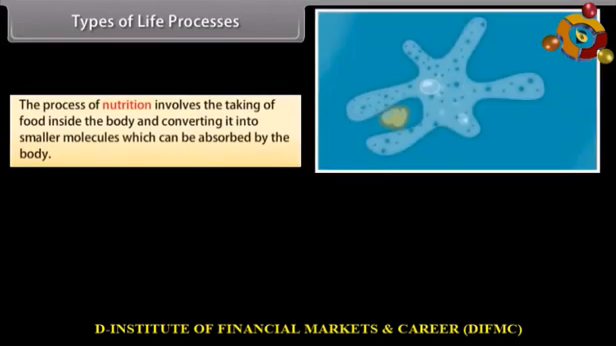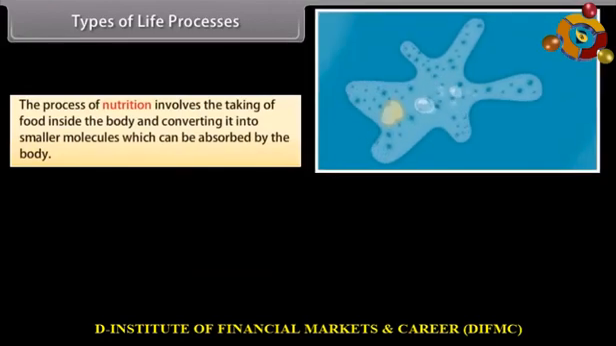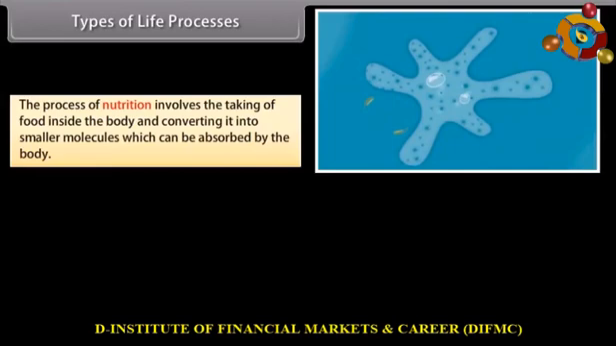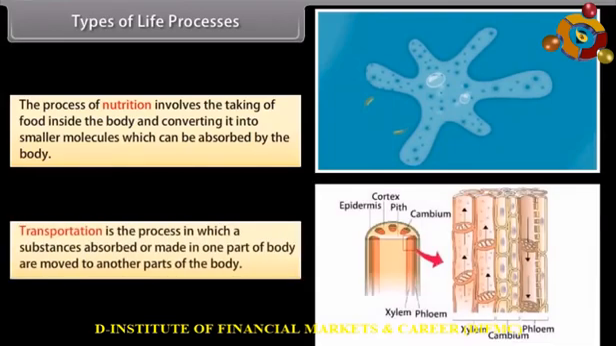The process of nutrition involves the taking of food inside the body and converting it into smaller molecules which can be absorbed by the body. Transportation is the process in which a substance absorbed or made in one part of body are moved to another parts of the body.